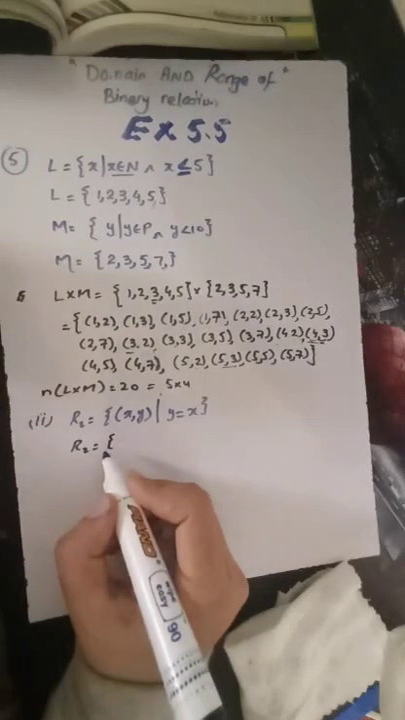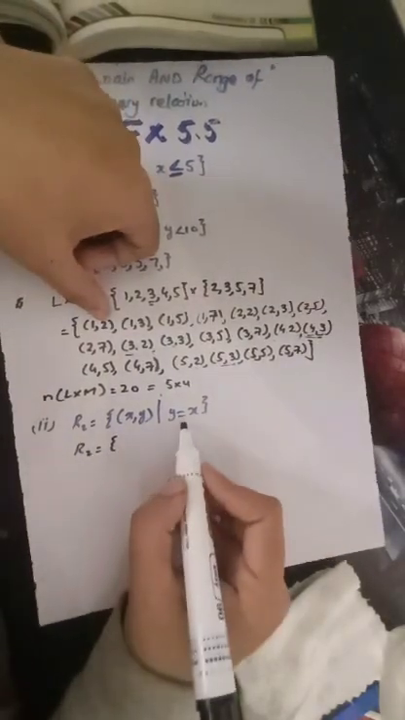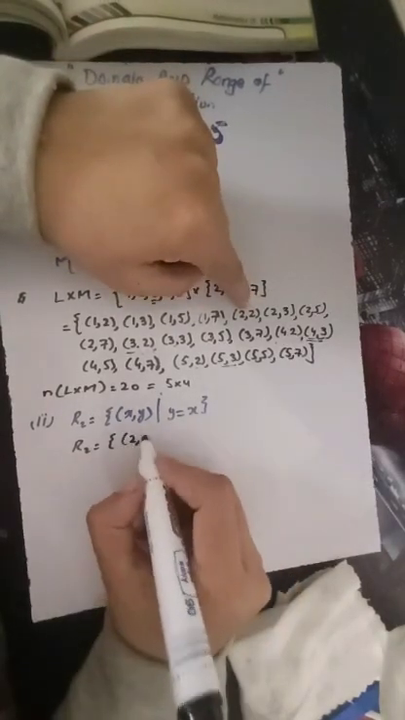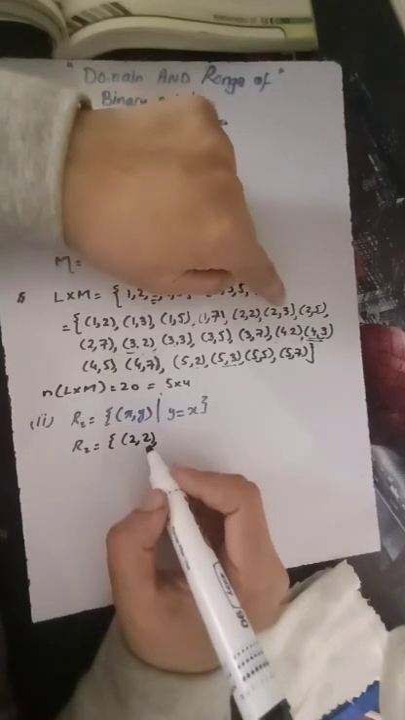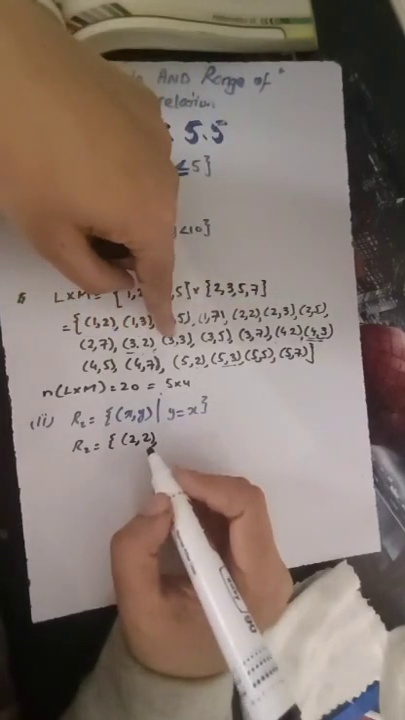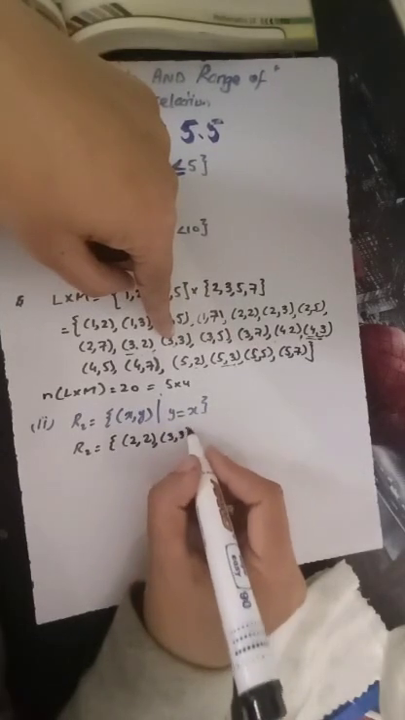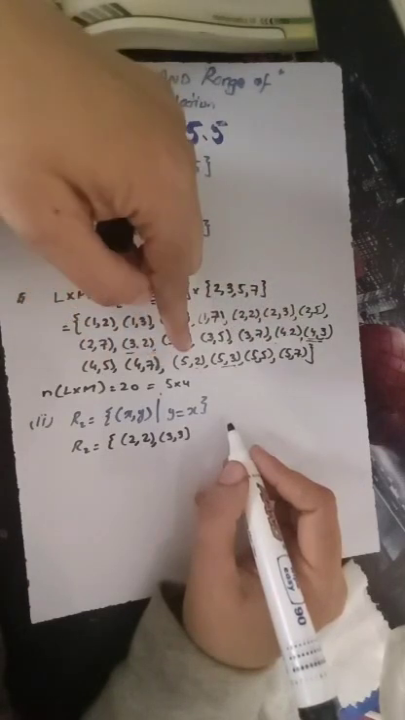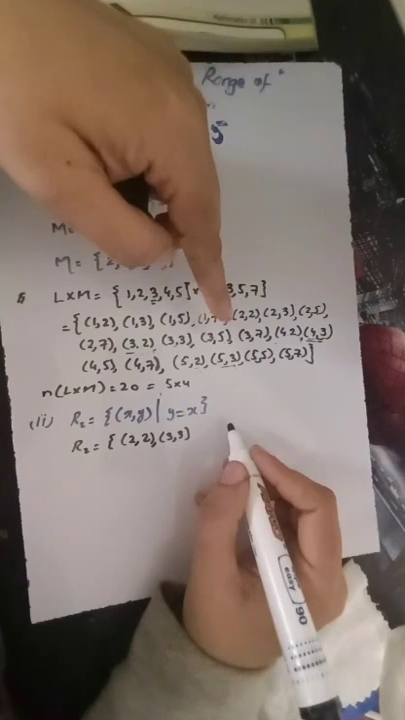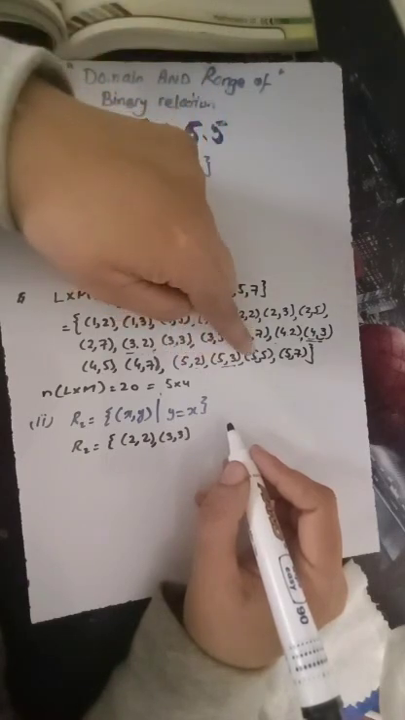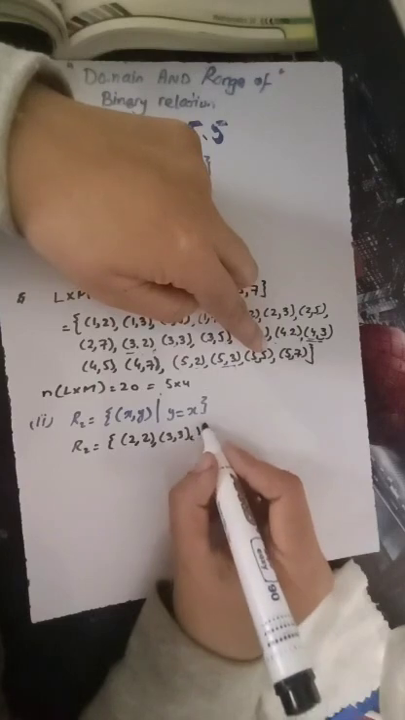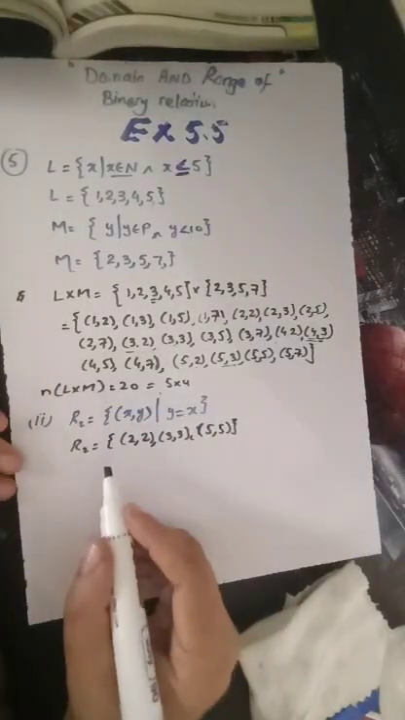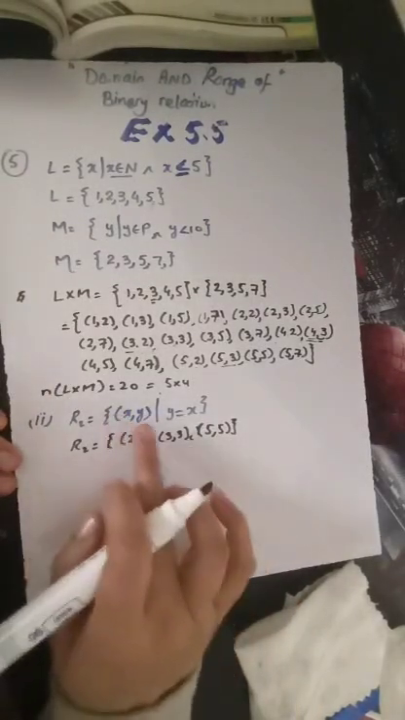So R2 will be: 1 2 is not satisfying this condition because x and y are not equal. They are equal in this ordered pair 2 2. Then this won't satisfy, this won't satisfy, and the next ordered pair that will satisfy is this one because x and y are equal, both are 3. Similarly, moving in the same way, 4 5, 5 5. Okay, we have 5 and 5. That's all. These are the ordered pairs which satisfy this condition.